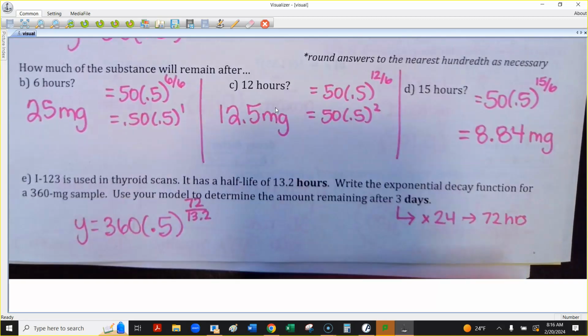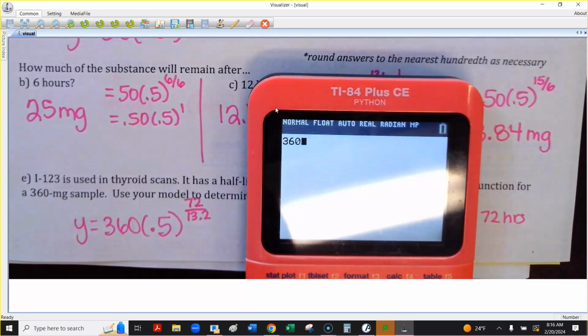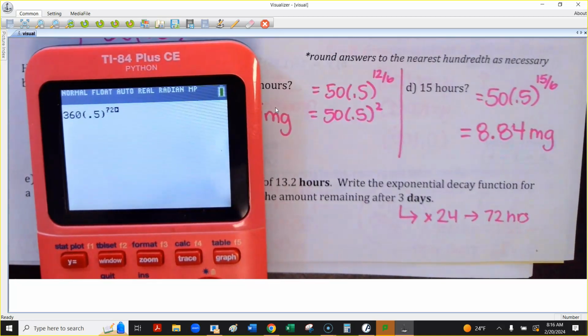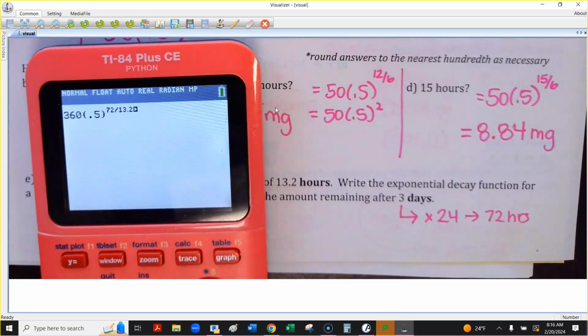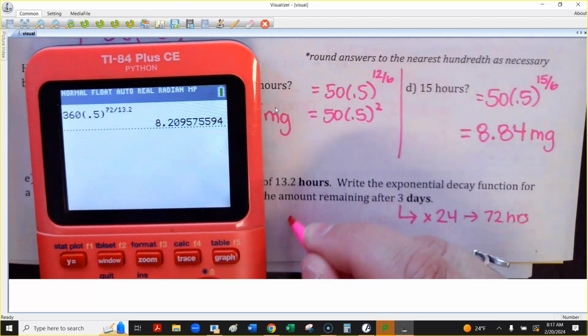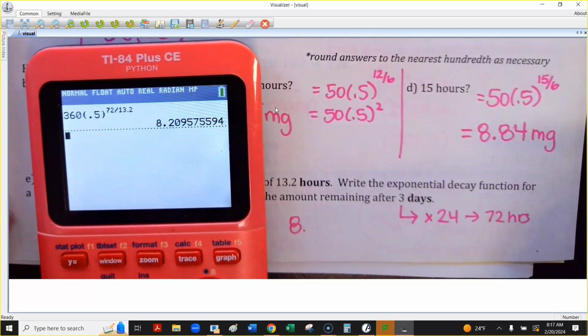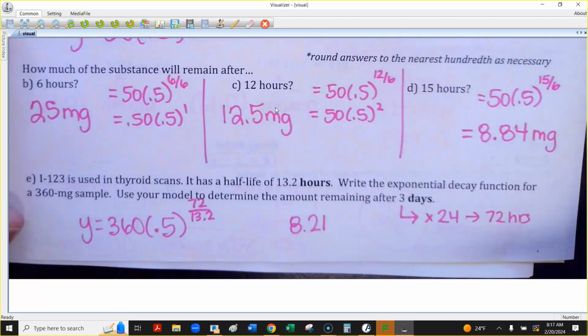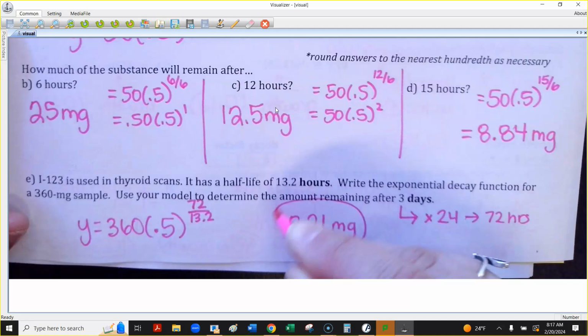Now, if you are using a scientific calculator, I'm going to do 72 divided by 13.2 here. You can't use the fraction key on a scientific calculator to do that exponent because you have a decimal as part of that exponent. So if you're using a scientific calculator, put parentheses around that and don't use the fraction key. And it should work. So I'm just going to go 2 decimal places again here, 8.21 milligrams left should be our answer. Does anybody have a question?